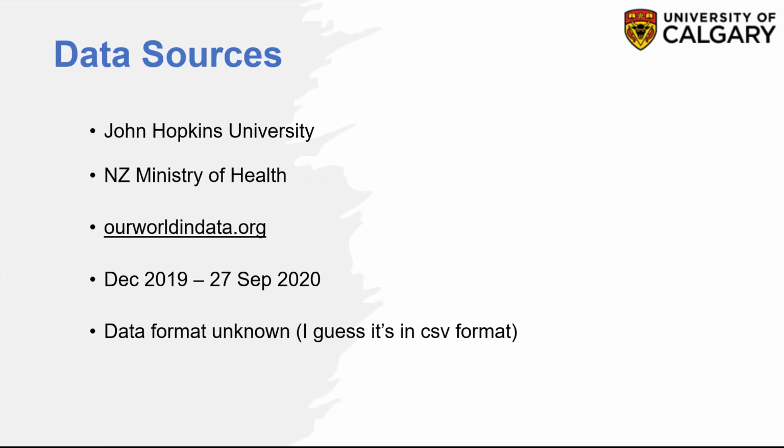Data sources. The data is taken from Johns Hopkins University, New Zealand Ministry of Health, Our World in Data.org. The data was collected from December 2019 to 27 September 2020. The data format is unknown, but I guess it's in CSV format.